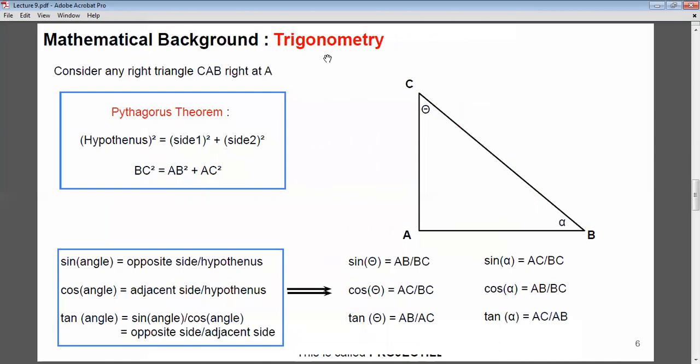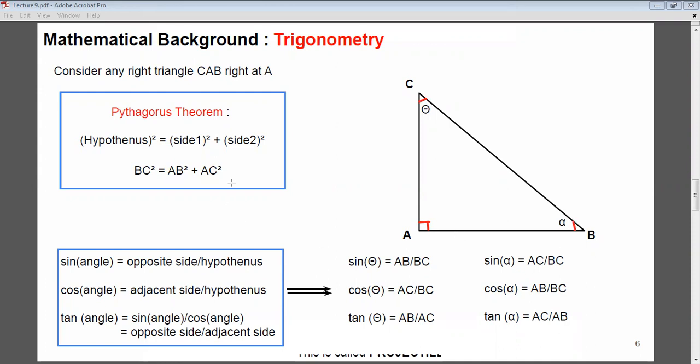Before I continue talking about motion in 2 dimensions, I want to give some mathematical background to remind you of some trigonometry. You might have seen this, you might not have seen this, so we will go through it together. Consider any right triangle CAB, right-angled at A. Now, let's say that angle C is theta and angle B is alpha.